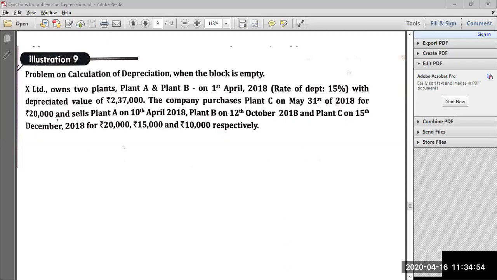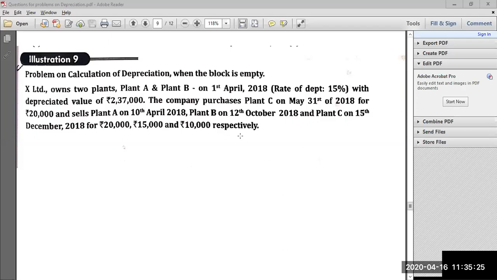Now the new plant they have purchased, plant C, costs 20,000. And they are telling that X Limited is selling plant A on 10th April, plant B on 12th October, and plant C on 15th December 2018 for 20,000, 15,000, and 10,000. So in this problem, in a particular company, X Limited, you had plants A and B, and they have also purchased another plant, plant C. But at the end of the same year they are selling all the plants A, B, and C.